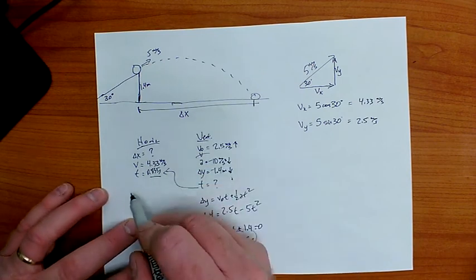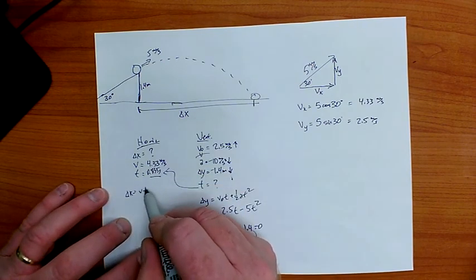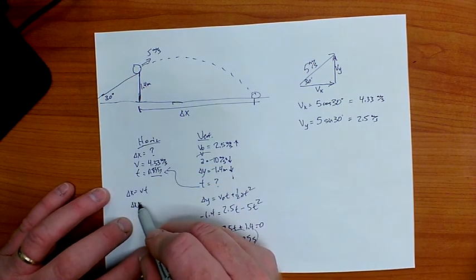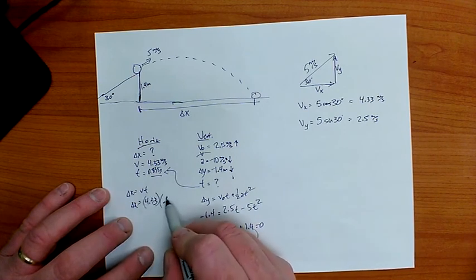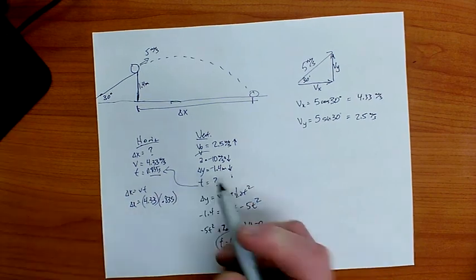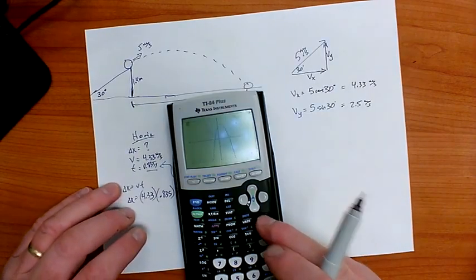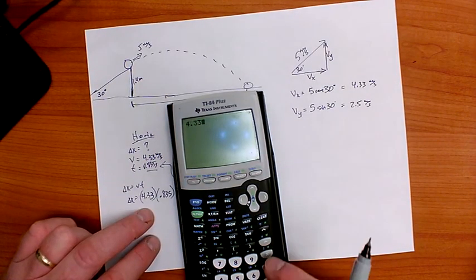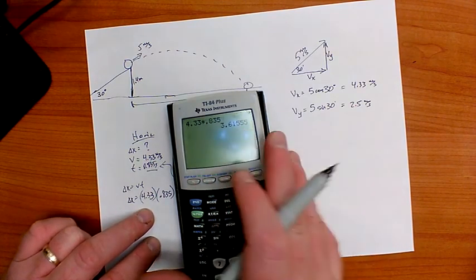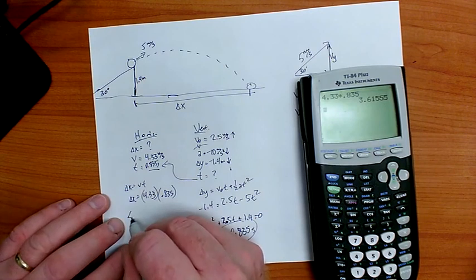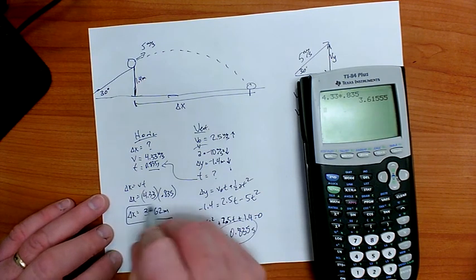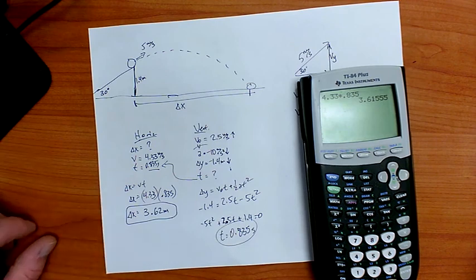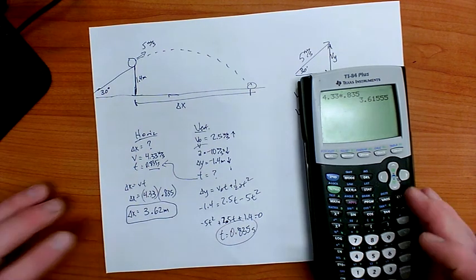So 0.835 seconds, and so delta x equals vt. Delta x equals 4.33 meters per second times 0.835 seconds. So 4.33 times 0.835, and I get 3.62 meters. Delta x equals 3.62 meters. So that is how you solve a projectile motion problem for an angled launch.